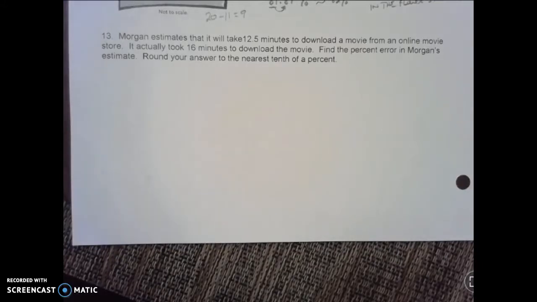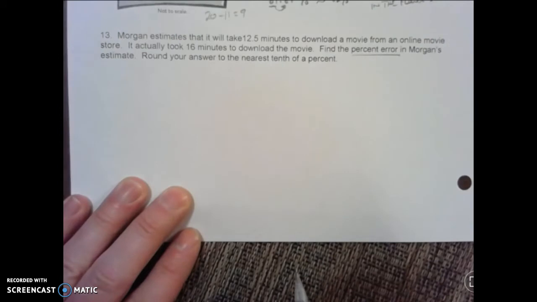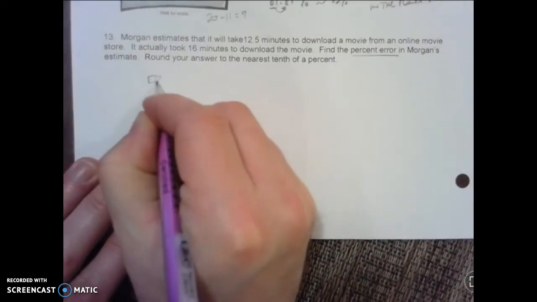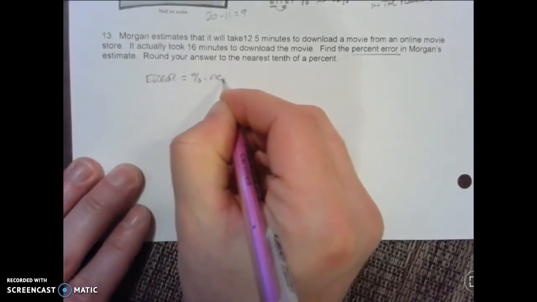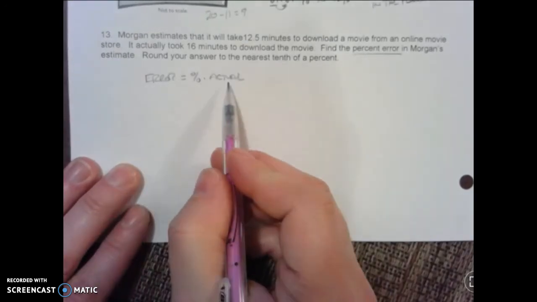In our last example, we're told that Morgan estimates that it will take 12.5 minutes to download a movie from an online movie store. It actually took 16 minutes to download the movie. Find the percent error in Morgan's estimate and then round your answer to the nearest tenth of a percent. So we're looking for a percent error in this example. So again, we're going to write our equation first. Error equals the percent times the actual amount. The amount of error equals the percentage of the actual amount.